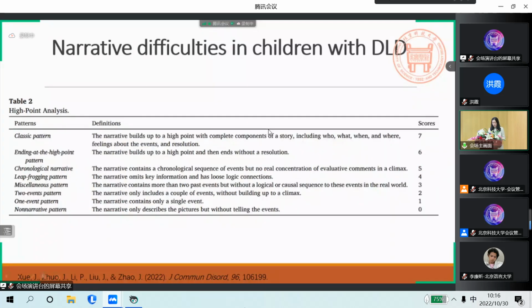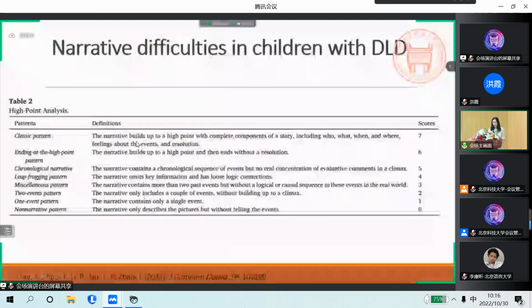So this is about the high point analysis. High point analysis was used to analyze the macro structure, the structure of the story. This is based on Peterson and McCabe. So this is one example of a narrative. If the sample just describes the picture without telling the events, then we give a score of 0.